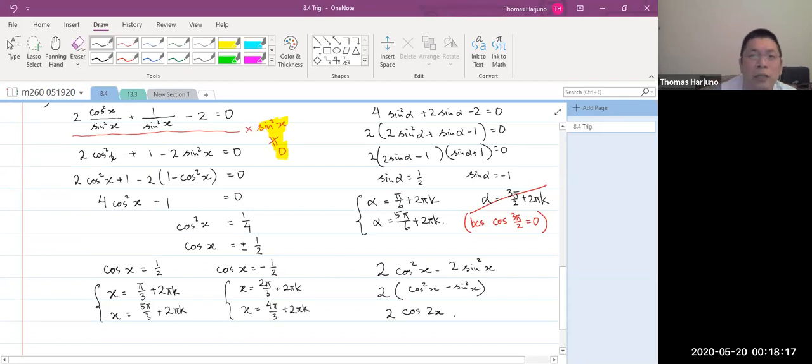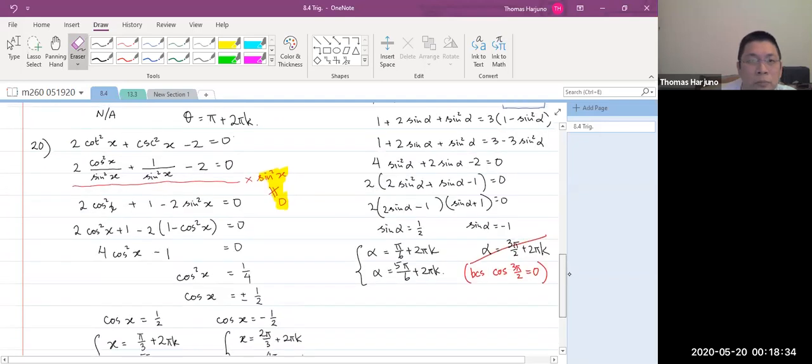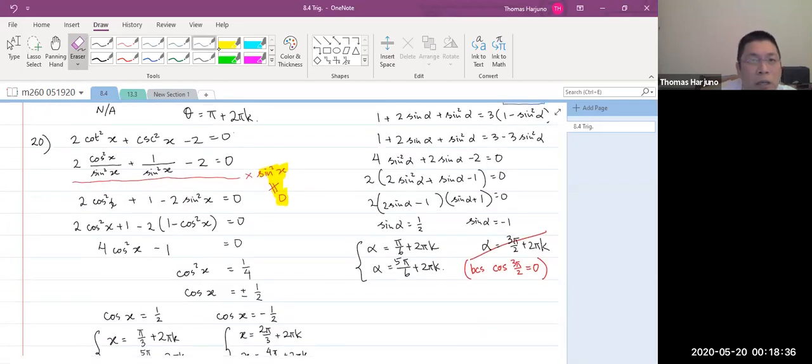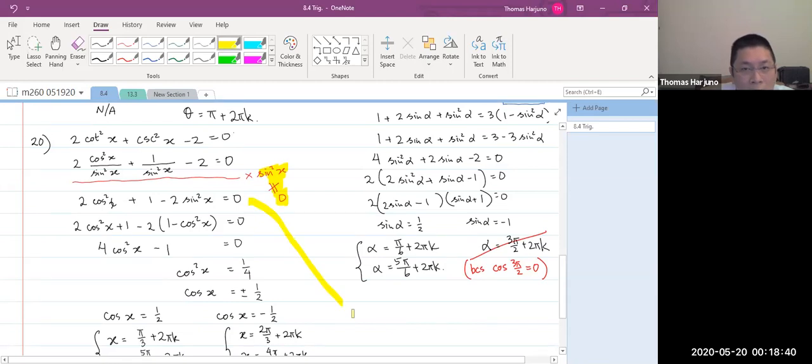Okay, now let's answer what Jeffrey said earlier. Okay, Thomas, can I change that? Yes, using double angle. The answer is yes, you can. Now let me redo the problem down here. I will take this guy down here.